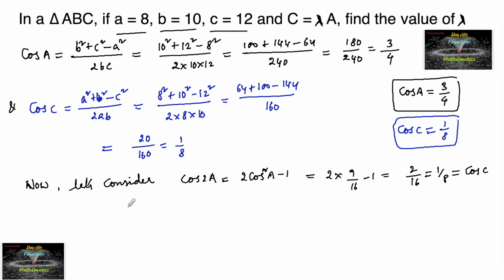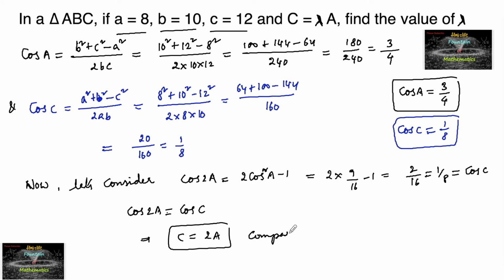So we got cos 2A is equal to cos C, which implies that C is equal to 2 times A. So comparing with the given condition, angle C is equal to lambda times A. So we can conclude that the value of lambda is 2. Okay, thank you.